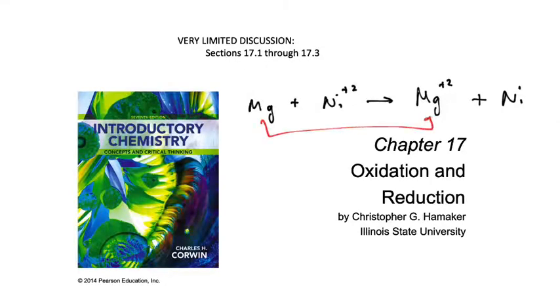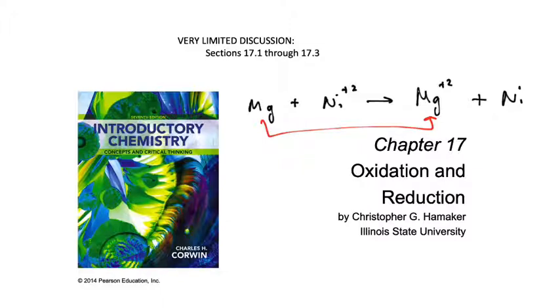What happened to the magnesium? It lost 2. We started with no charge, which means the balance of protons and electrons was equal. That's why there's no charge. When we go to the product, what happened to it? It had to have lost 2 electrons, and that's why it became positive. That loss of 2 results in a positive charge. Well, where did those electrons go?